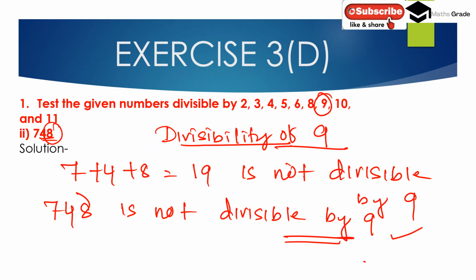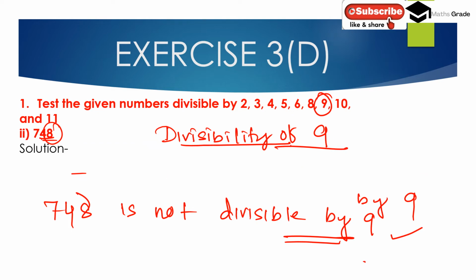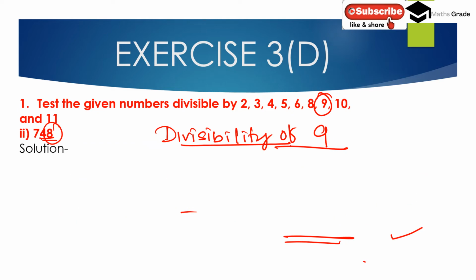Now we will check whether the number 748 is divisible by 10 or not. We know any number is divisible by 10 if it is divisible by both 2 and 5, because 10 is 2 multiplied by 5.